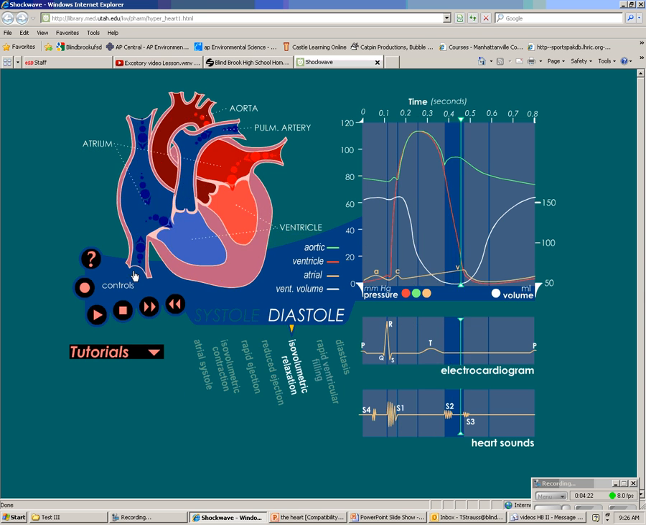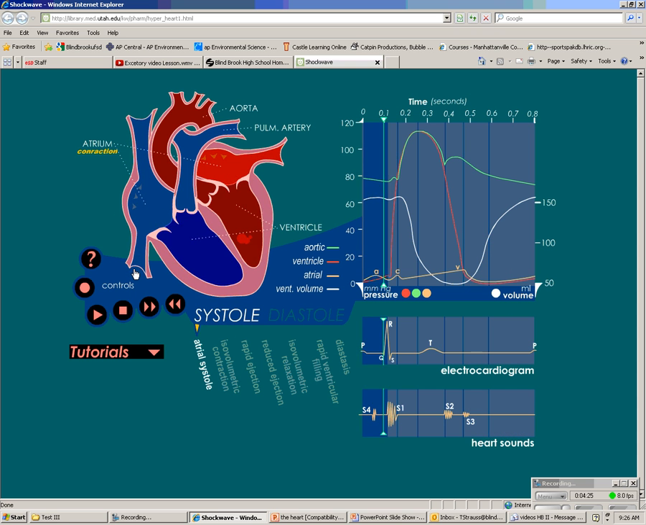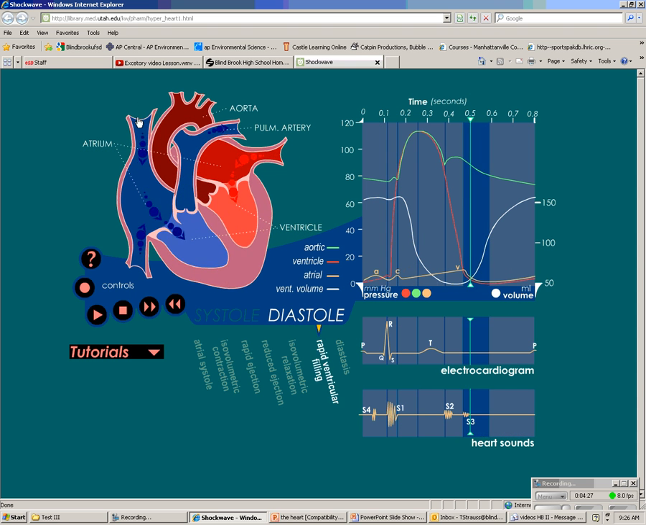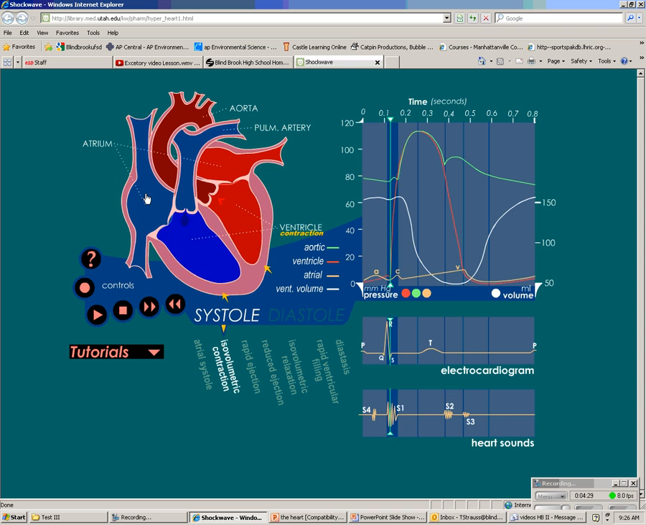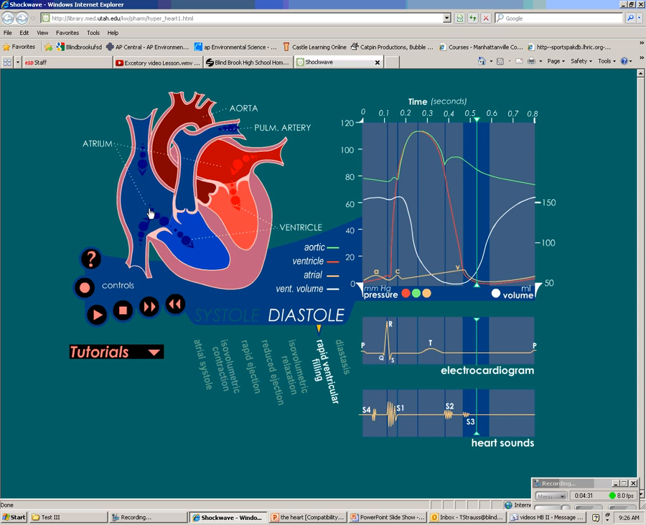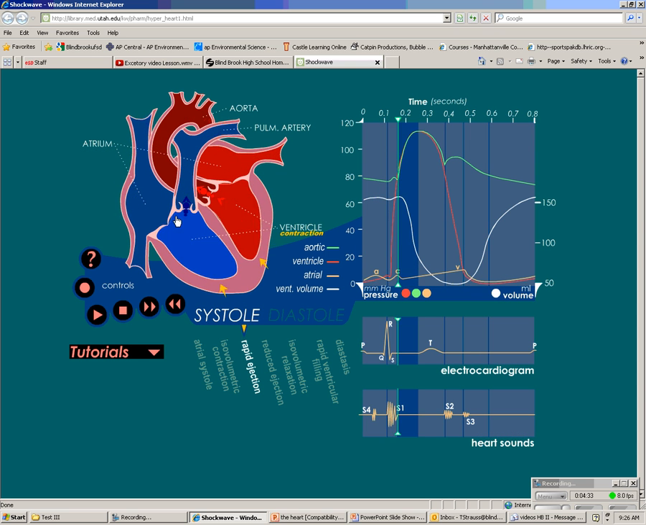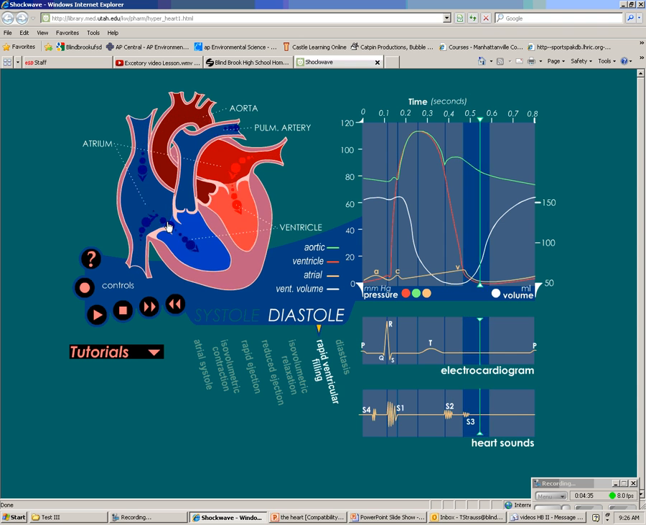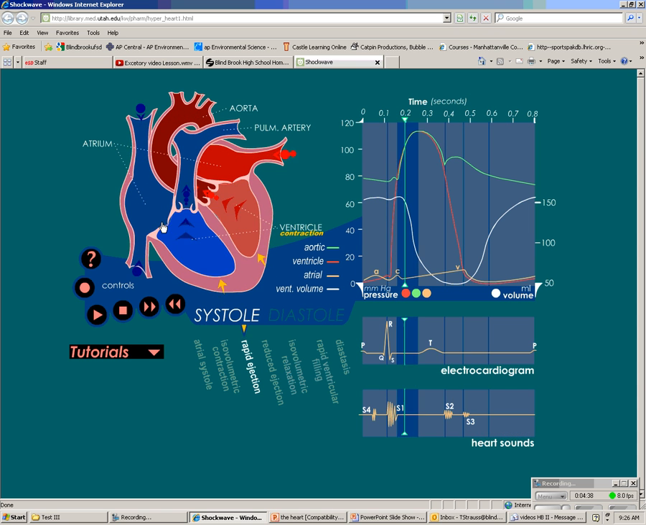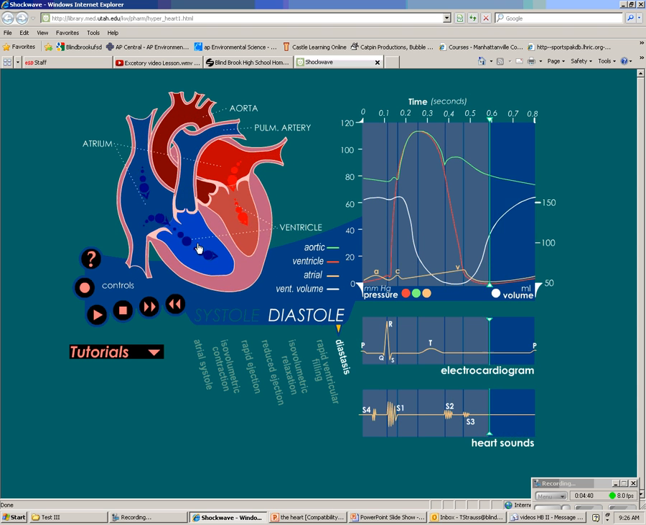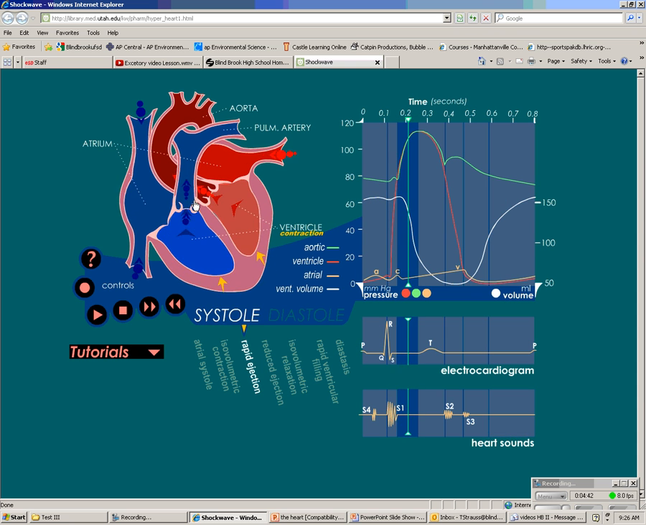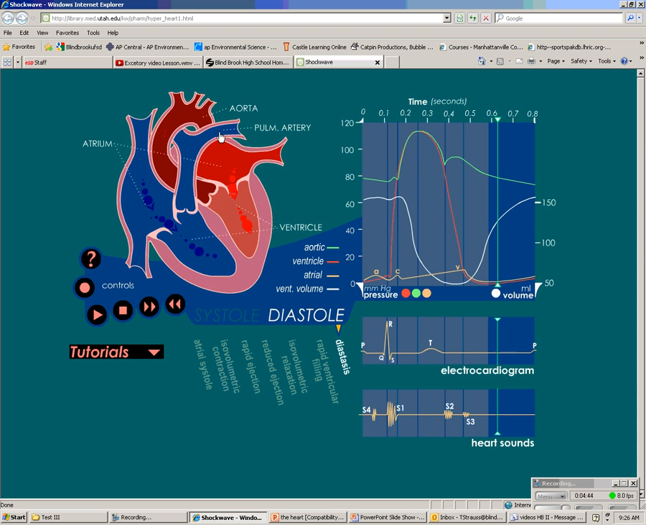Here we have blood entering the inferior vena cava, and then up top is the superior vena cava, and it's going to enter the right atrium. Now we're going to talk about the different valves, and the valves are going to prevent the backflow of blood. The blood is then going to move into the right ventricle and be pushed through a valve into the pulmonary artery.